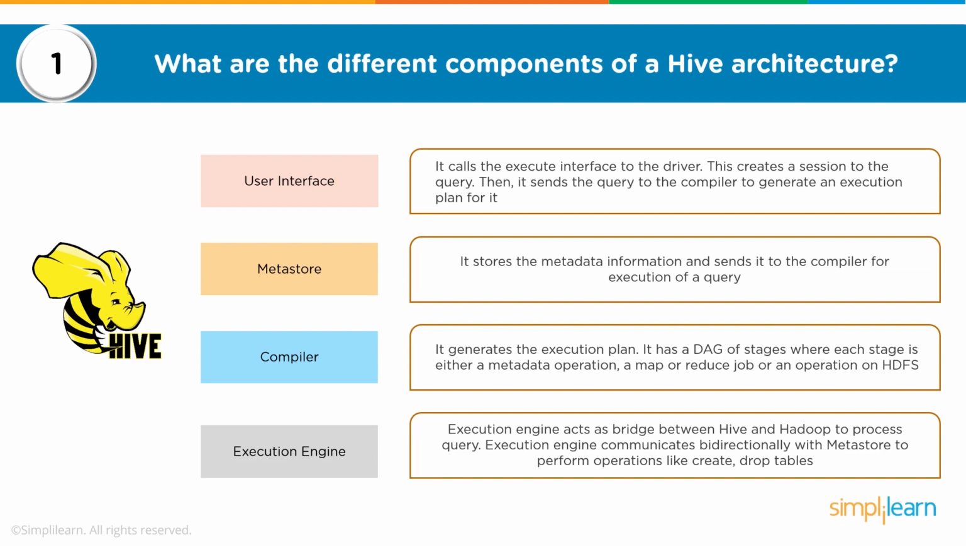Now we have the metastore. The metastore stores the metadata information. So for any object which you create, such as a database, table, or indexes, the metadata is stored in the metastore, and usually this metastore is stored in an RDBMS so that multiple users can connect to Hive. The metastore stores the metadata information and sends that to the compiler for execution of a query. What does the compiler do? It generates the execution plan. It has a DAG, which stands for directed acyclic graph. It has a DAG of stages where each stage is either a metadata operation, a MapReduce job, or an operation on HDFS. And finally, we have the execution engine that acts as a bridge between Hive and Hadoop to process the query. The execution engine communicates bidirectionally with the metastore to perform operations like create or drop tables. So these are 4 important components of Hive architecture.